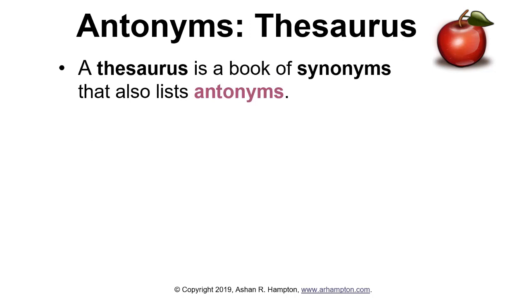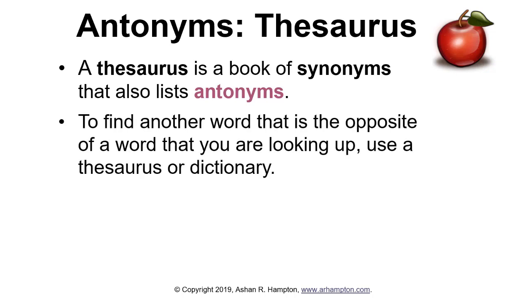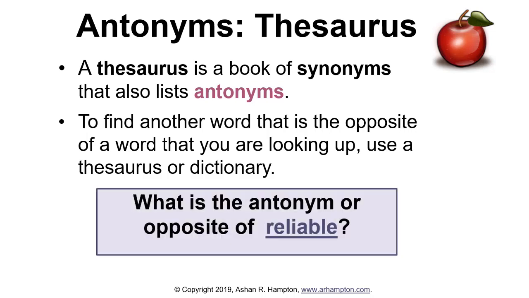A thesaurus is a book of synonyms that also lists antonyms. To find another word that is the opposite of a word that you are looking up, use a thesaurus or dictionary. What is the antonym or opposite of reliable? Well, let's take a look at an example of how to find it in a thesaurus in the next slide.